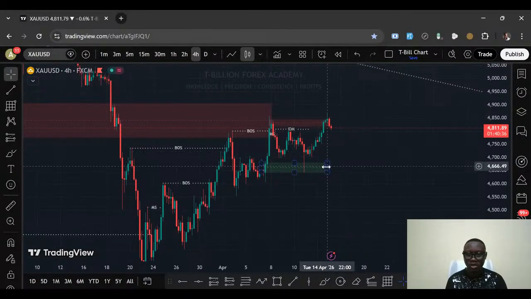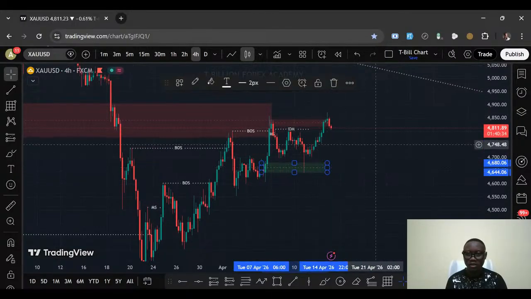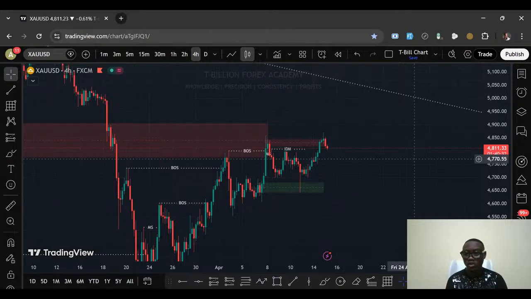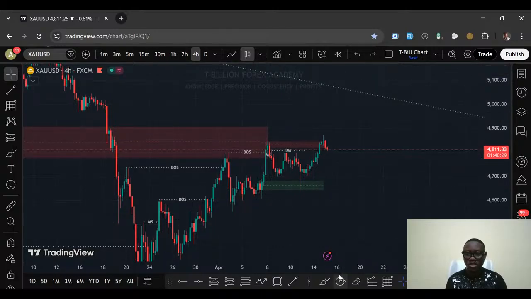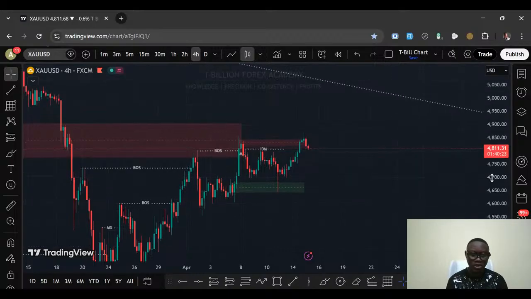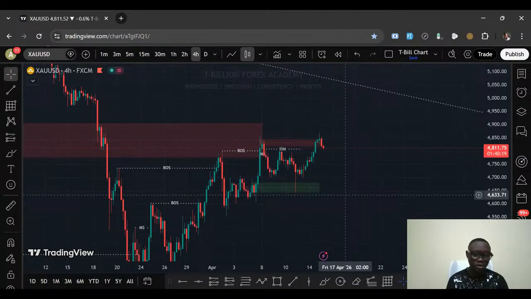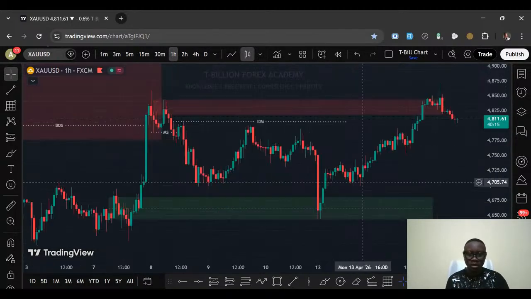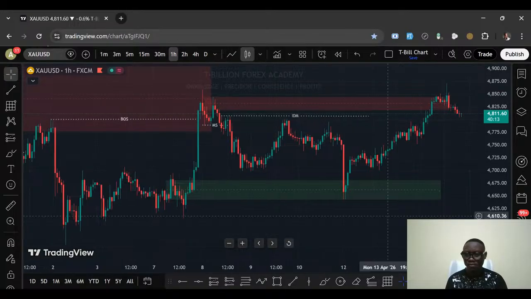Again, these are 4H POI. Take note of that. We were able to establish this in our last video, in our last session. So if you missed that video, it's just Monday we had that session. You can go back to the video and properly understand this POI. I'm drilling down to the 1H time frame for a continuation pattern.